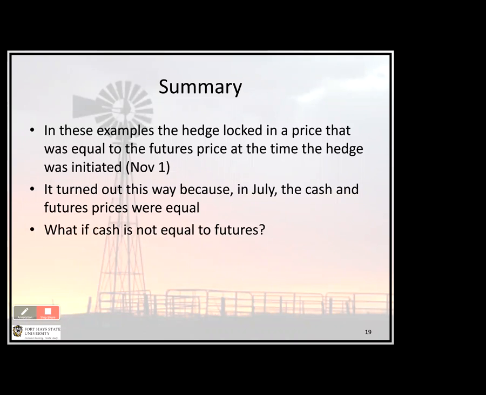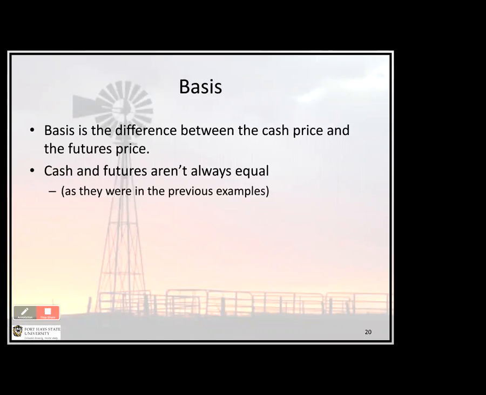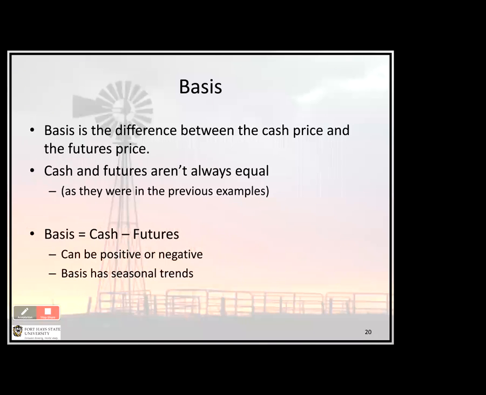What if cash is not equal to futures? We're on slide 19, and this is the case of bringing a basis in when basis isn't zero. So the difference between cash and futures isn't always equal as they were in the previous examples, and most of the time they are not. And right now they're a long way from each other. We'll talk some more about that. It can be positive or negative, and basis has seasonal trends.